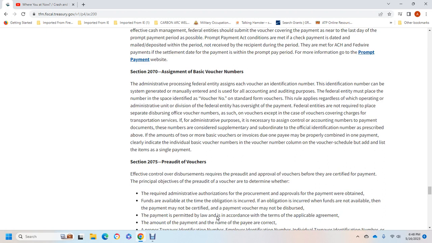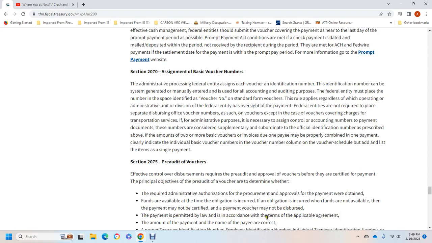Alright, 2075, pre-audit voucher. For the effect of the control over the disbursement required for the pre-audit, the approval of the voucher before it is certified with the payment. The principal object for the pre-audit voucher is to determine whether the required administrator authorization, procurement approval of the payment were obtained. Funds are available at the time the obligation is incurred. If funds are not available, then the payment may not be certified, and the payment voucher may not be disbursed.